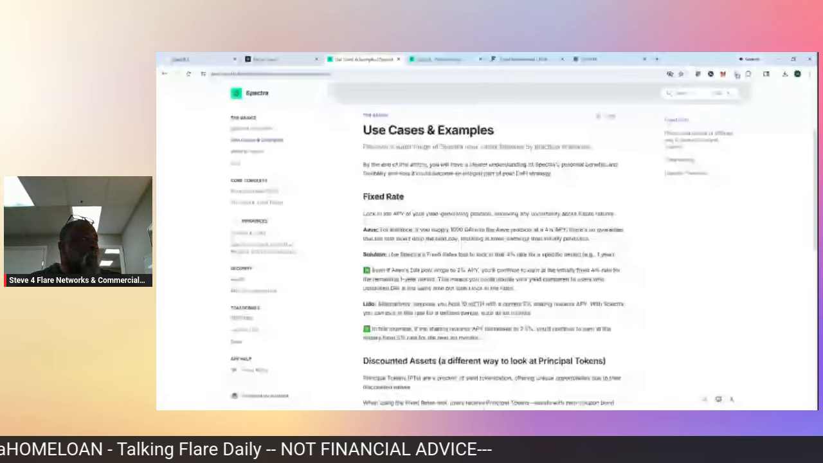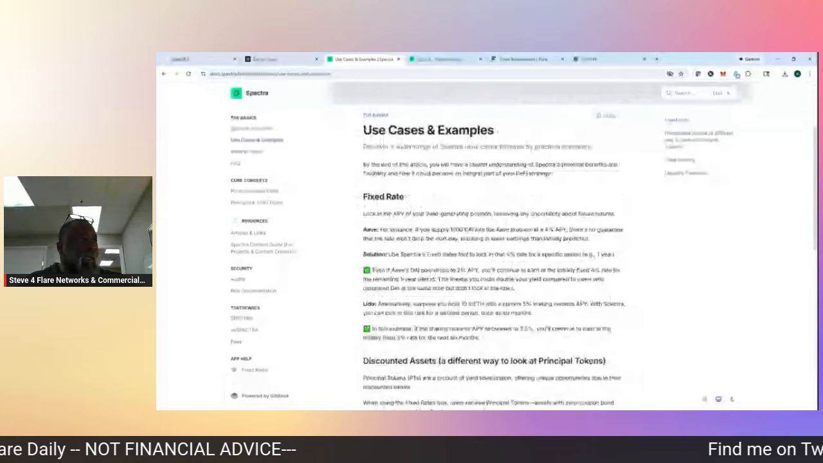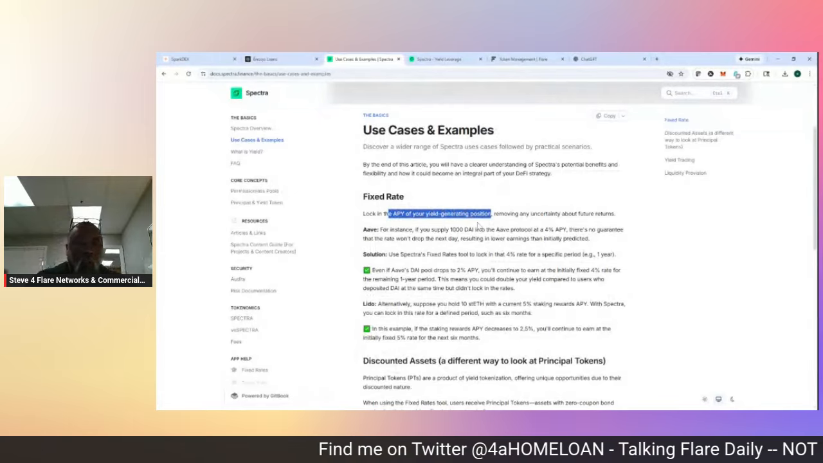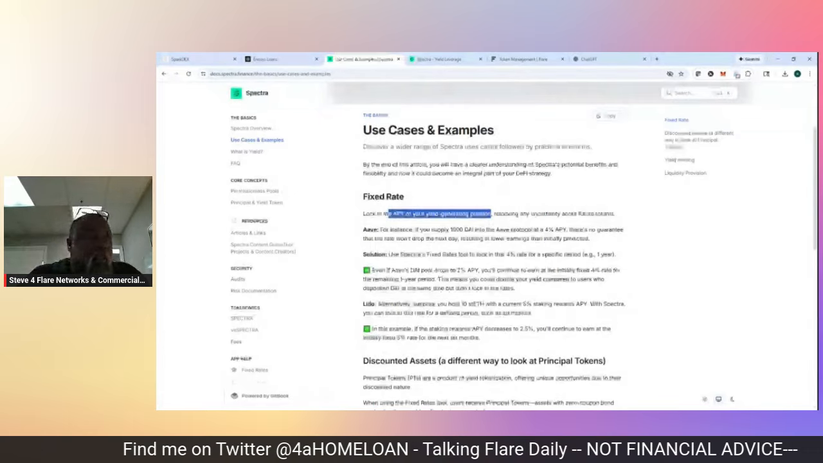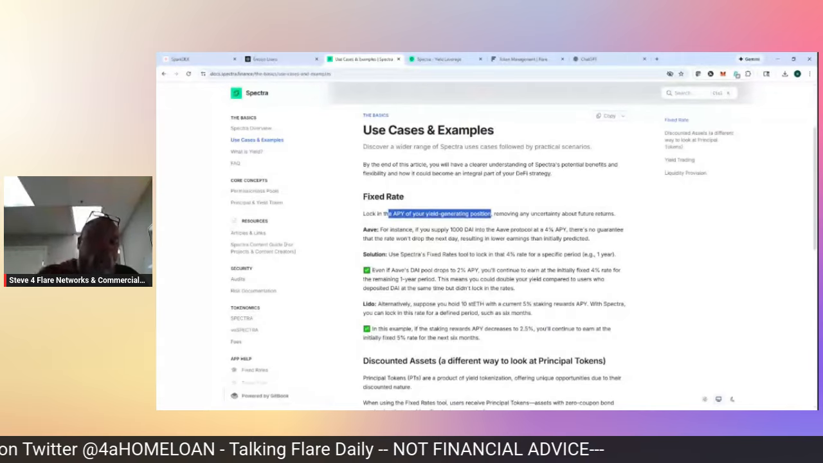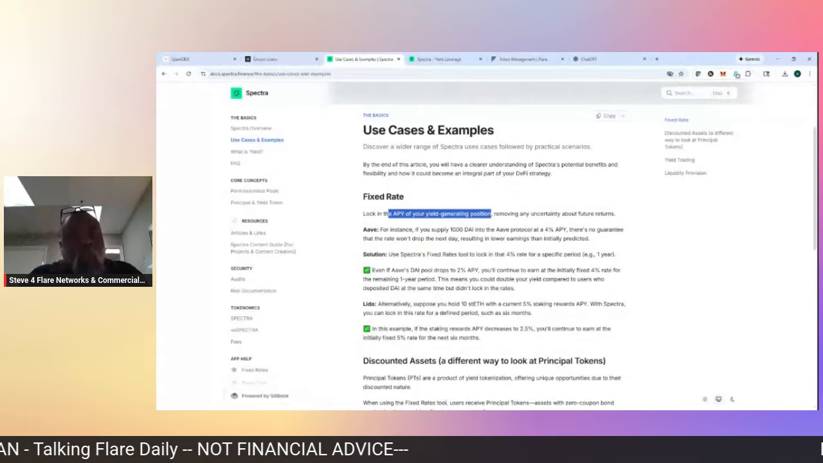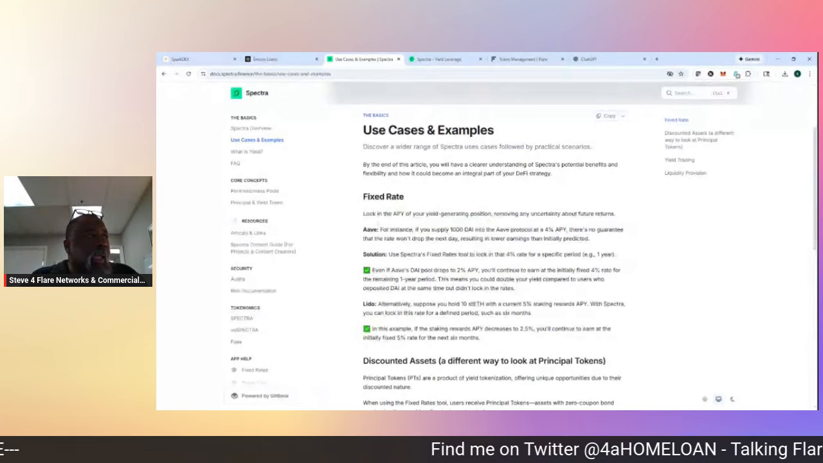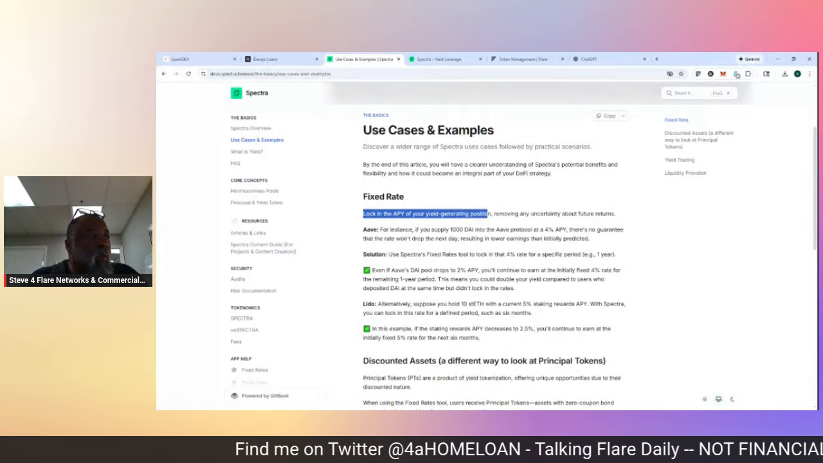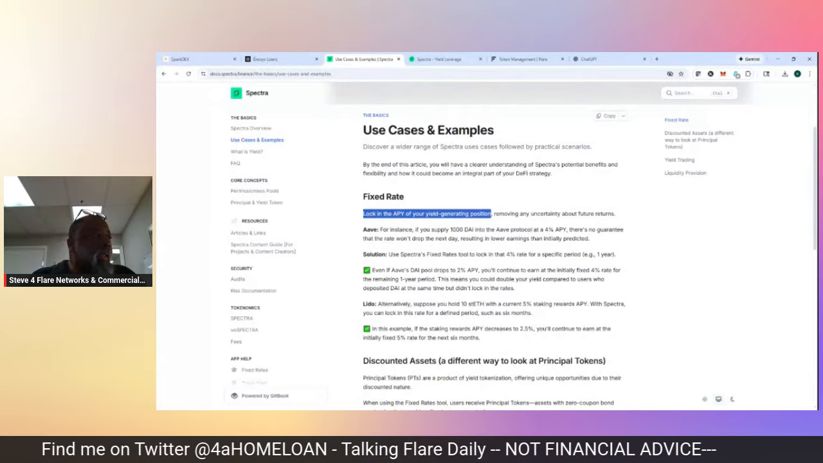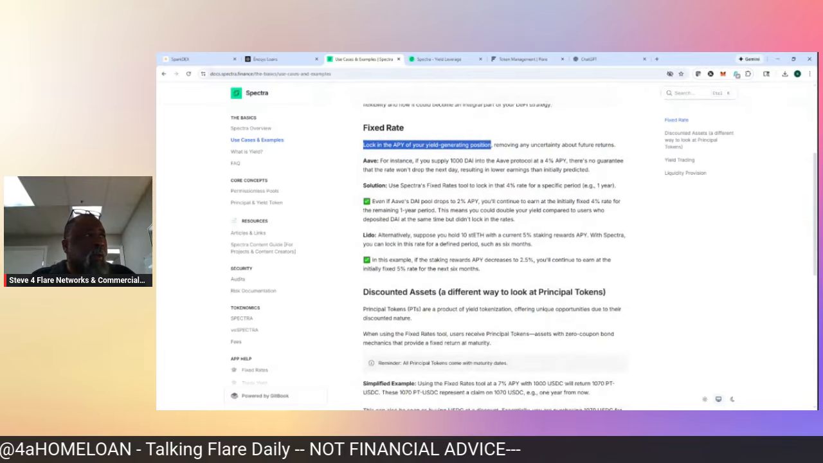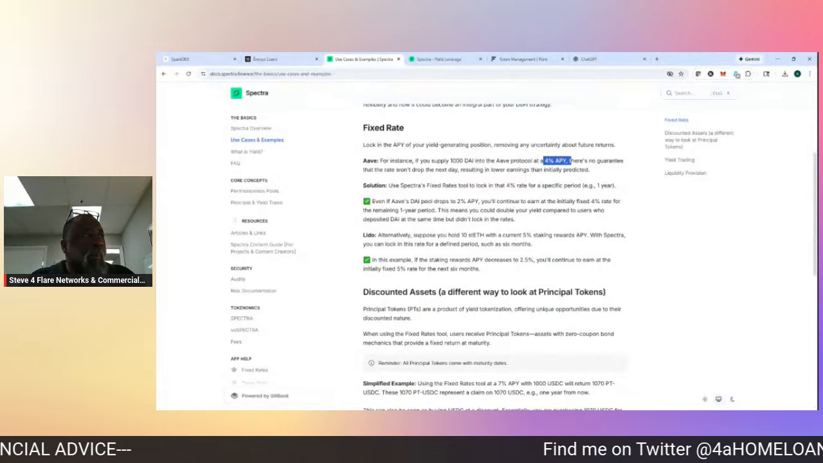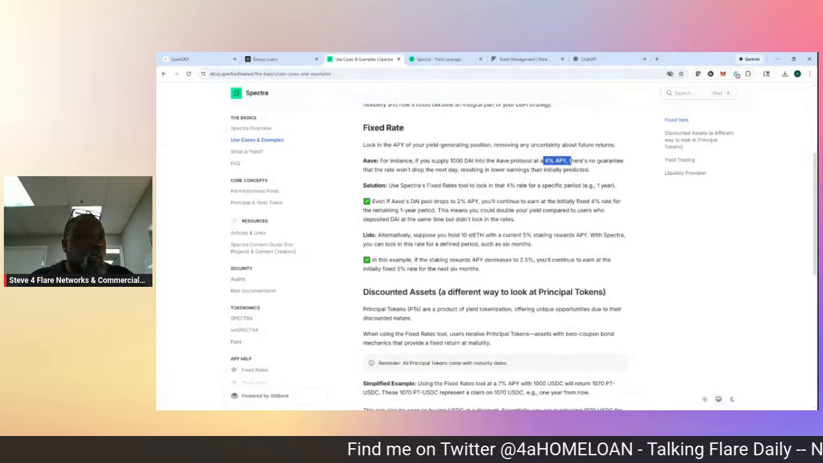So first of all, fixed rate. You can lock in an APY of your yield generating position. So yield generating tokens. We know that sFLR is a yield generating token, right? sFLR has Flare Drops, and it also has FTSO rewards, which happen twice a week. So it is a yield generating token. So you can lock in the APY of that yield generating position for a certain period, kind of like a bond. And then they give you an example, right? For instance, if you supply 1,000 DAI to Aave at 4% interest, there is no guarantee it won't drop the next day, and therefore it's going to result in lower earnings.